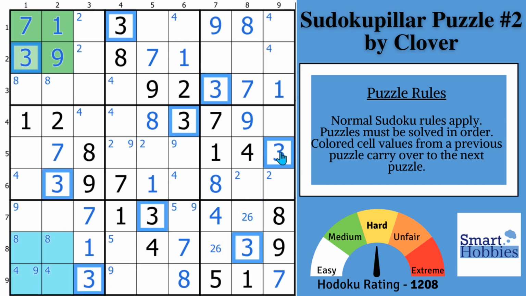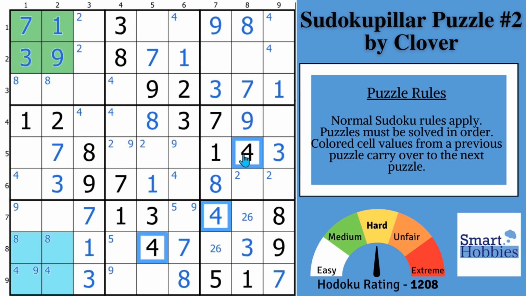All right, the 3s. You'll see that all of the 3s are filled out. Let's move on to the 4s. I said there was something interesting going on with the 4s.